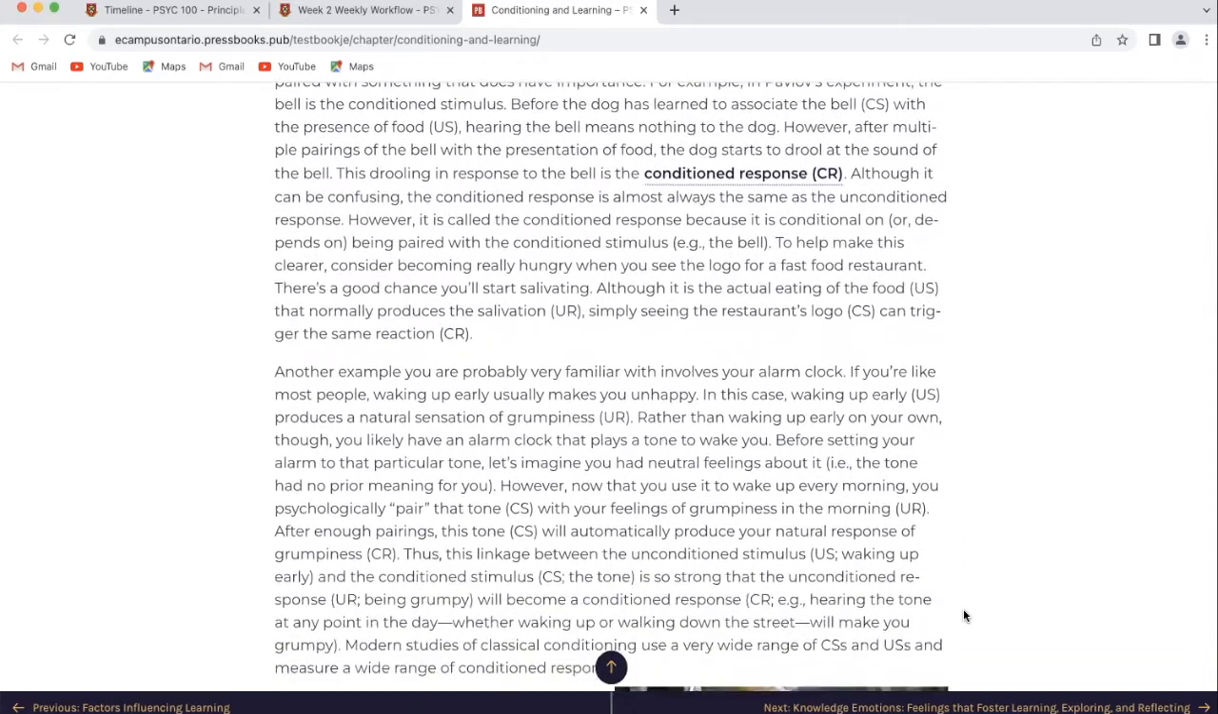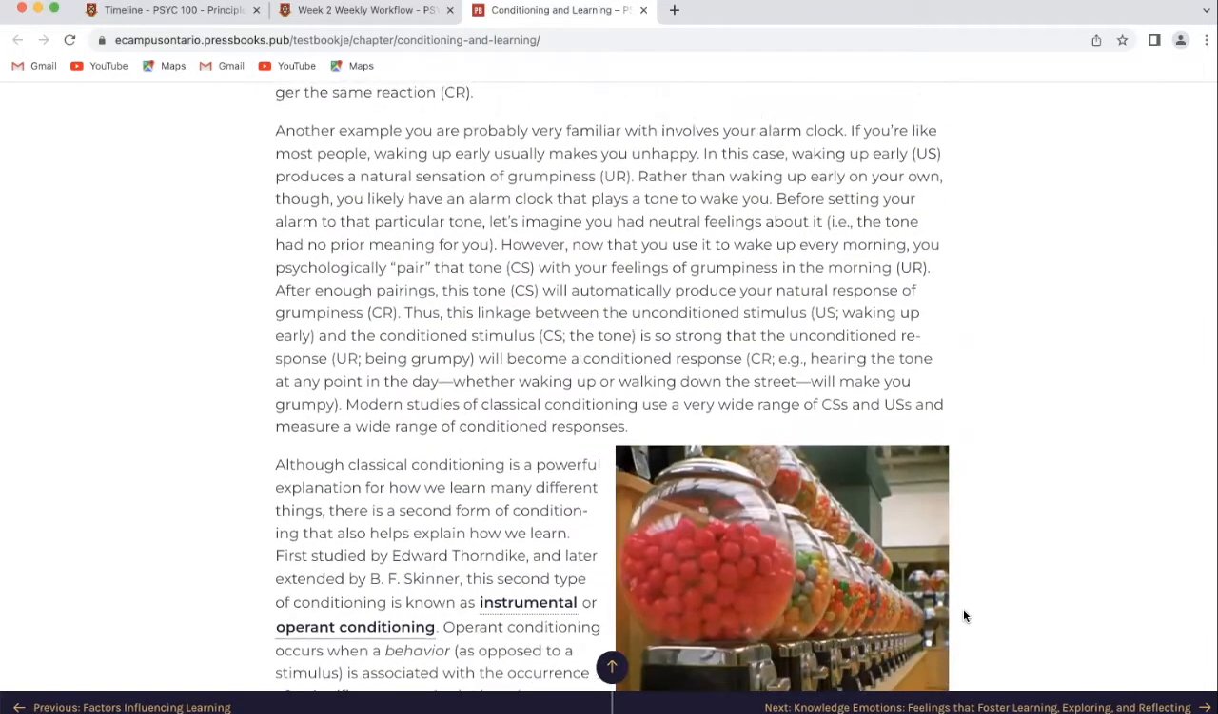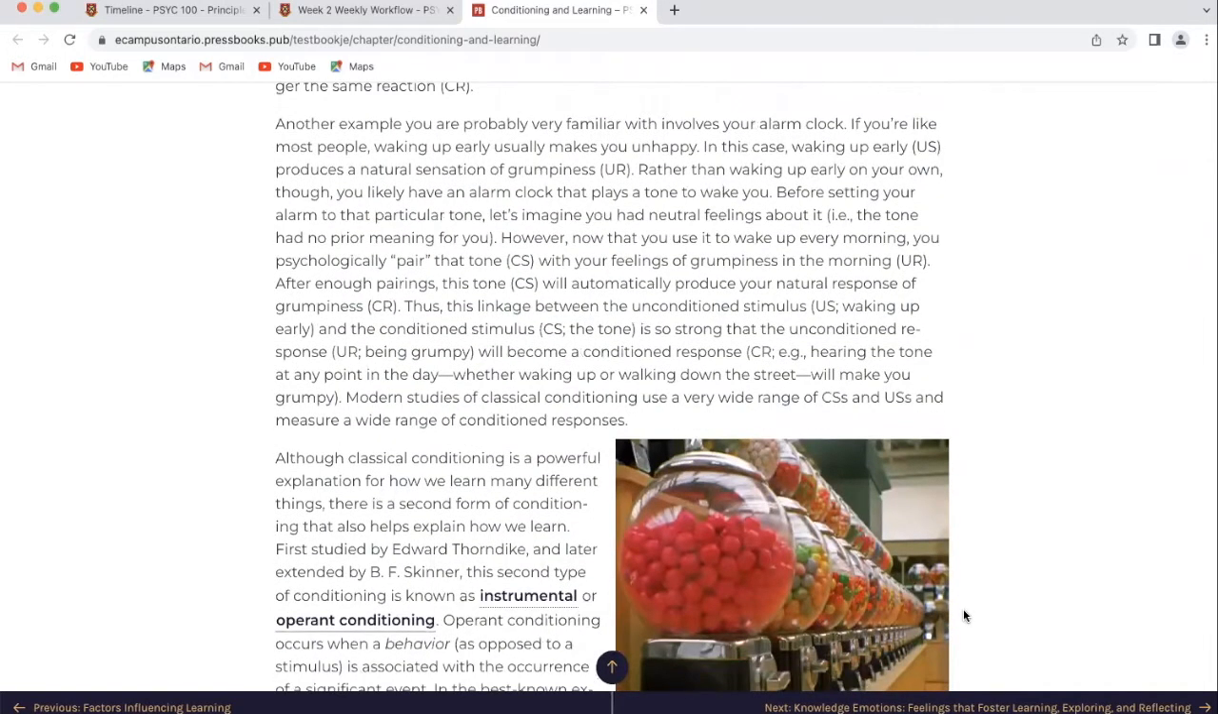Another example you are probably very familiar with involves your alarm clock. If you're like most people, waking up early usually makes you unhappy. In this case, waking up early produces a natural sensation of grumpiness. Rather than waking up early on your own, though, you likely have an alarm clock that plays a tone to wake you. Before setting your alarm to that particular tone, let's imagine you had a neutral feeling about it, i.e., the tone had no prior meaning for you.